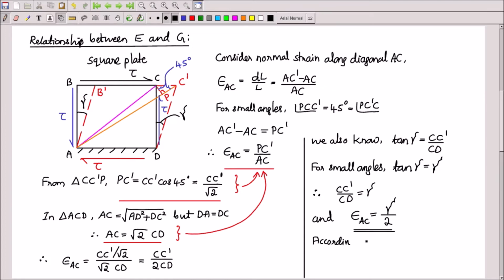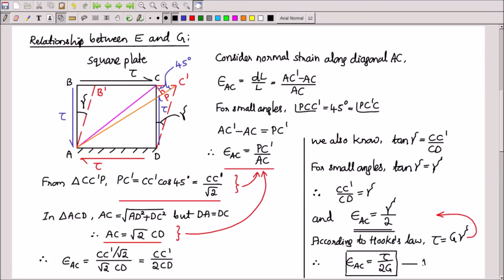So according to Hooke's law, what is G into gamma? It is tau. Tau is equal to G into gamma, or gamma is equal to tau by G. So if I substitute this into the normal strain equation, I will get epsilon AC is equal to tau by 2 into G. Call this equation 1.